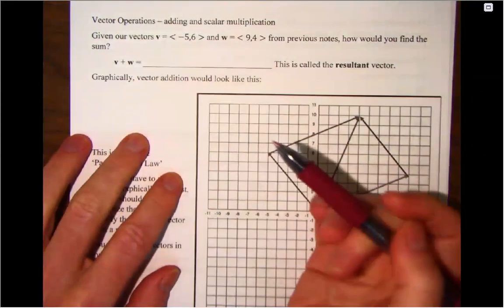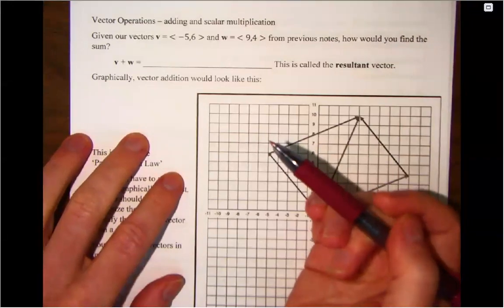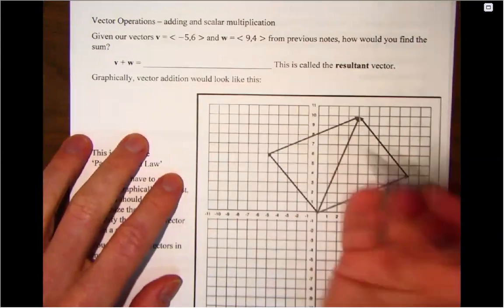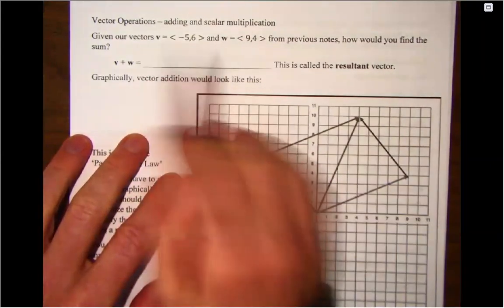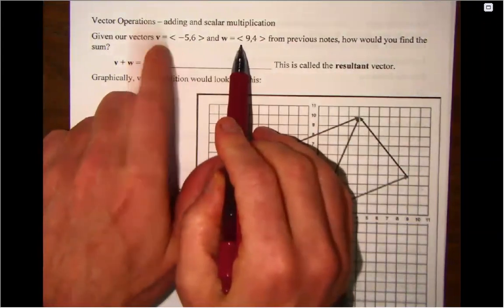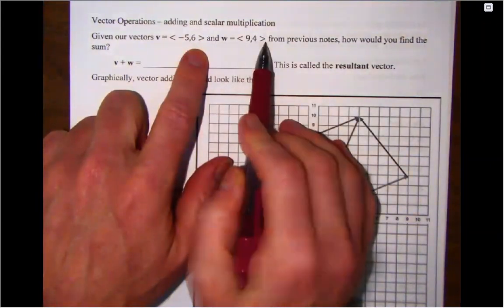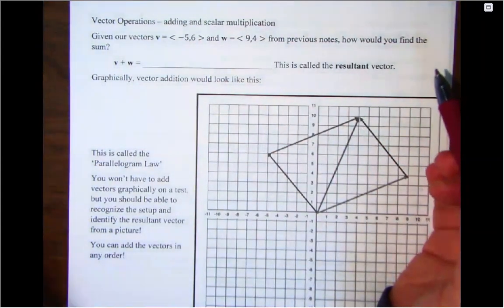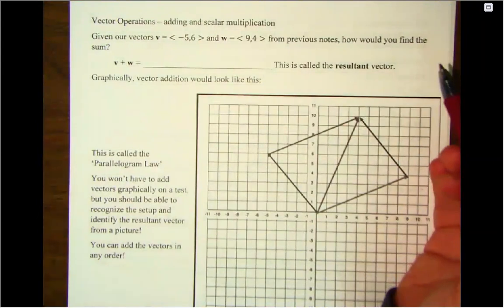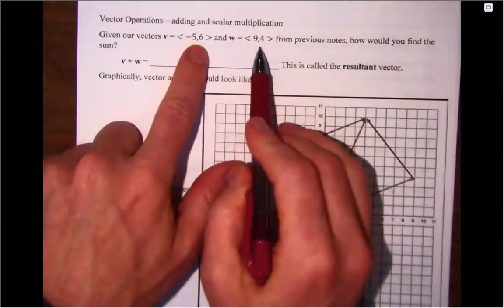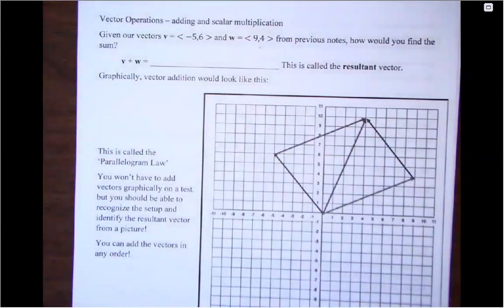So let's start with adding, because it's doing what you think you're going to do. I'm going to use those same two vectors that we had yesterday, the vector v, -5, 6, and vector w, 9, 4. Take a wild stab, and every single one of you is going to give me the right answer. If I said add these two vectors together, what do you think you would do?